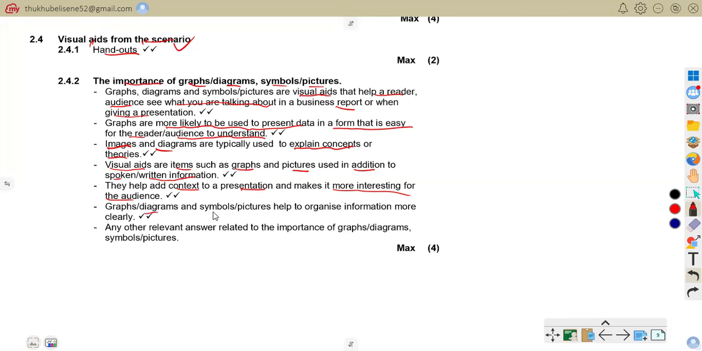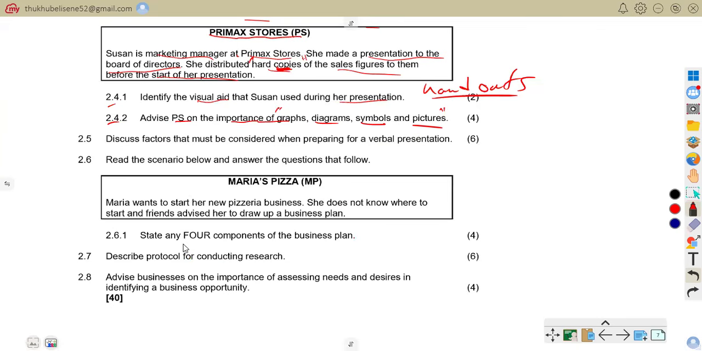Graphs, diagrams, symbols and pictures help to organize information more clearly, so they make it easy for our audience to understand. Any relevant answers related to the importance of graphs, diagrams, symbols and pictures are accepted. Let us not waste time, good people, and move on to another question.